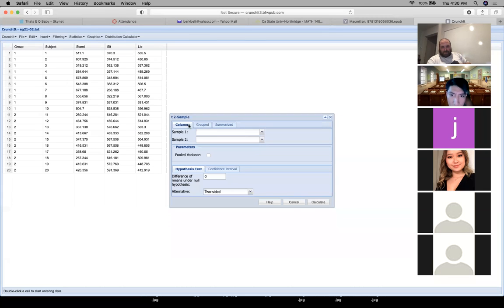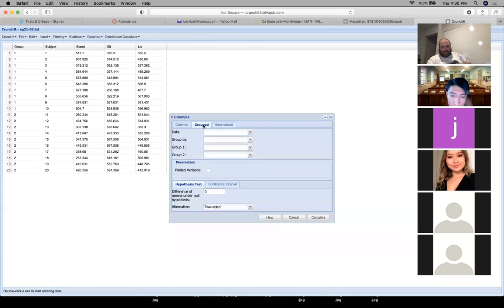So let's see how to do this. Groups, group 1, group 2, group by group. There we go. Okay, group by group. Group 1 is the 1, group 2 is the 2. The data is the stand data.